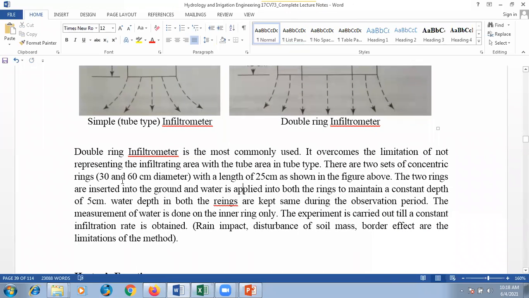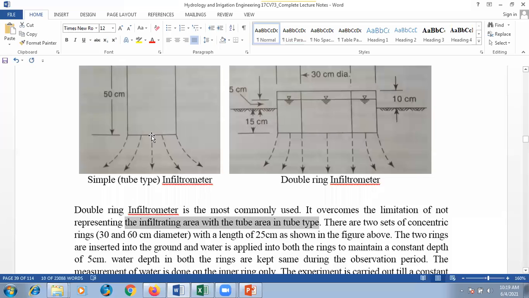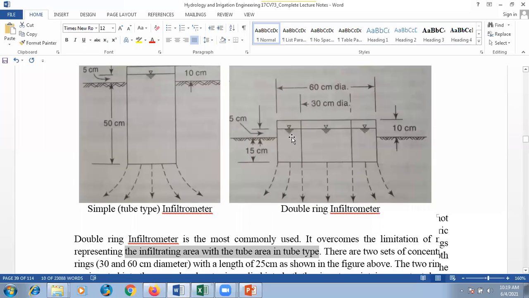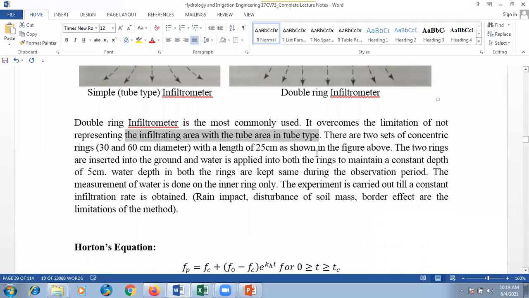Some explanation is given here. Rings, a small spelling mistake here. A double ring infiltrometer is the most commonly used because of accuracy. The infiltration area is not represented properly by the tube type, whereas here it is represented better, because of which it is used. And it is two concentric rings of 30 and 60 centimeter diameter. The other dimensions are very clearly shown here. No need to repeat that, but in any case, we can just make a mention of that.